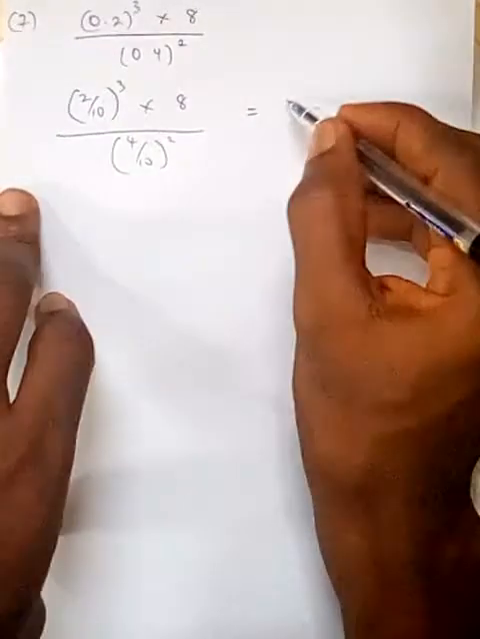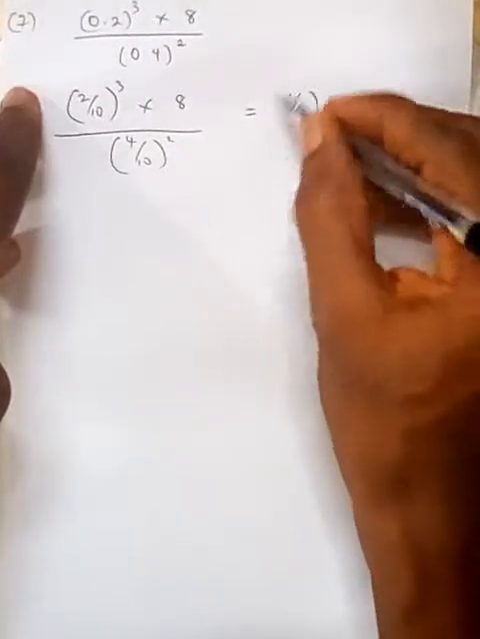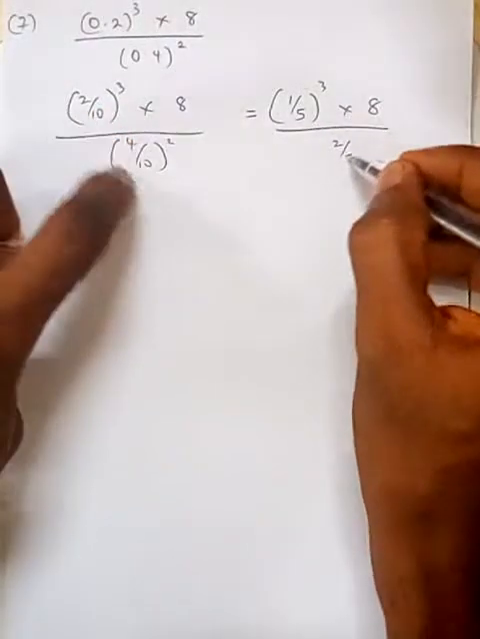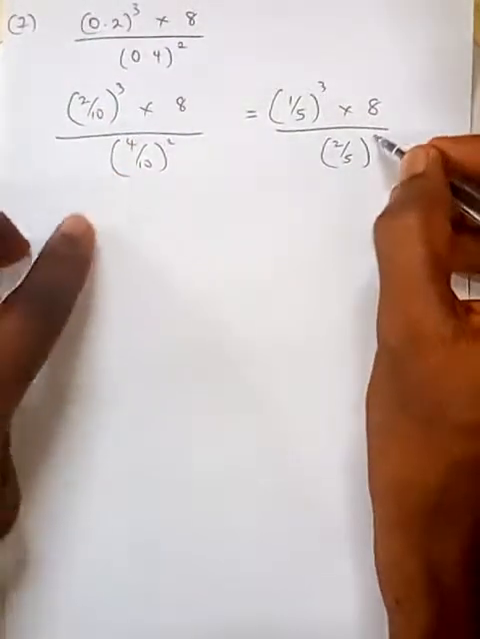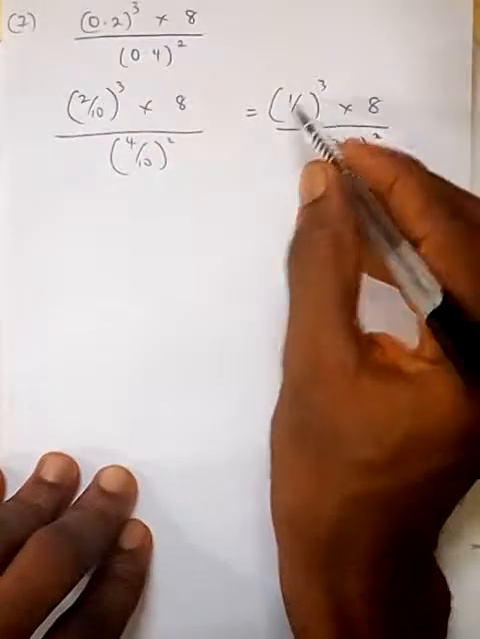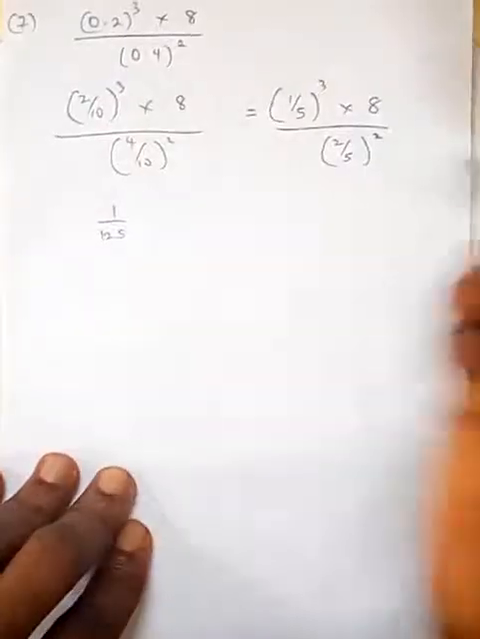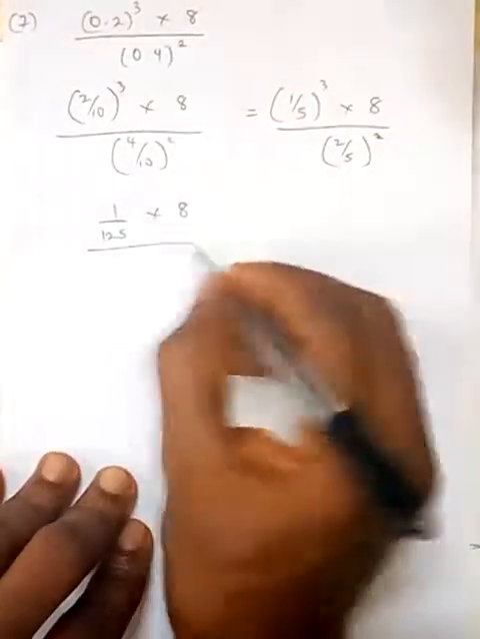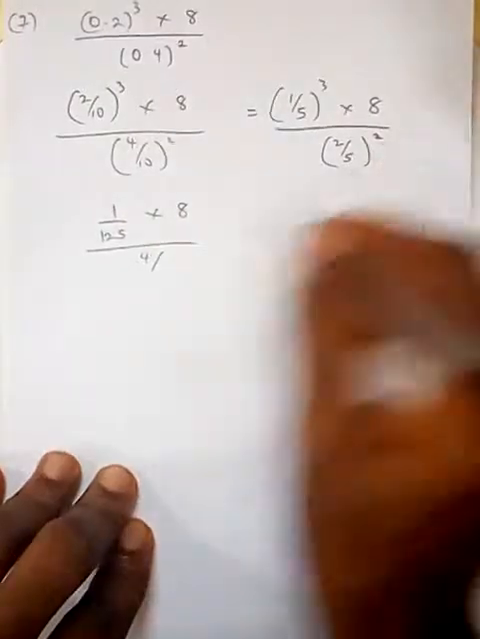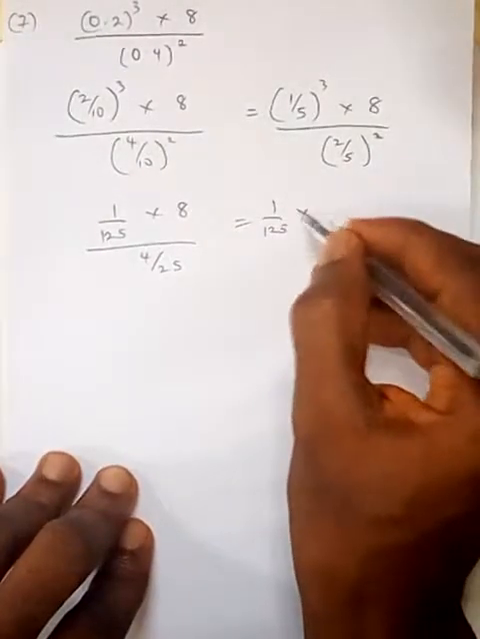That's 2 here 1, 2 here 5 raised to power 3 times 8, 2 here 2, 2 here 5 raised to power 2. Okay, now this is 1 over 5 raised to power 3. 1 raised to power 3 is of course 1, times 8 divided by 2 raised to power 2, which is 4, and 5 raised to power 2 is 25. So that's 1 over 125 times 8.